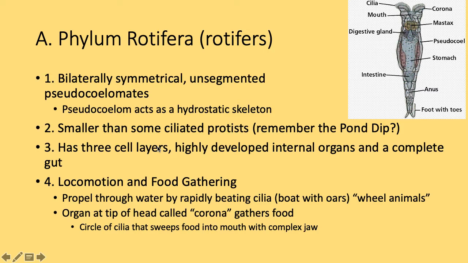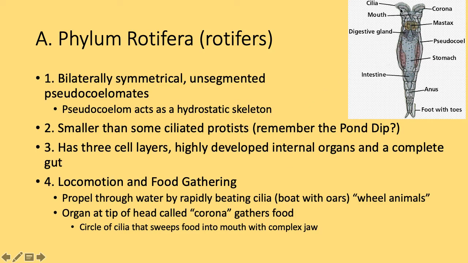They are smaller than some ciliated protists, like I mentioned earlier with our virtual pond dip, how you guys saw that in that jar. They have 3 cell layers and highly developed internal organs. Notice we have a stomach here, and a complete gut, from the mouth all the way down to the anus here. Now, locomotion and how they gather food.